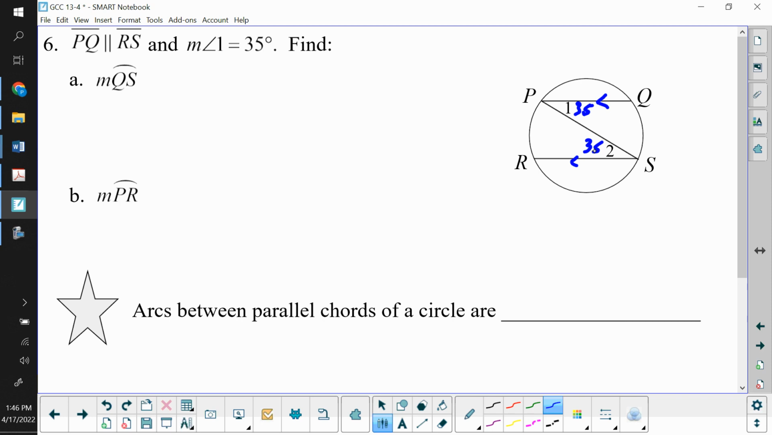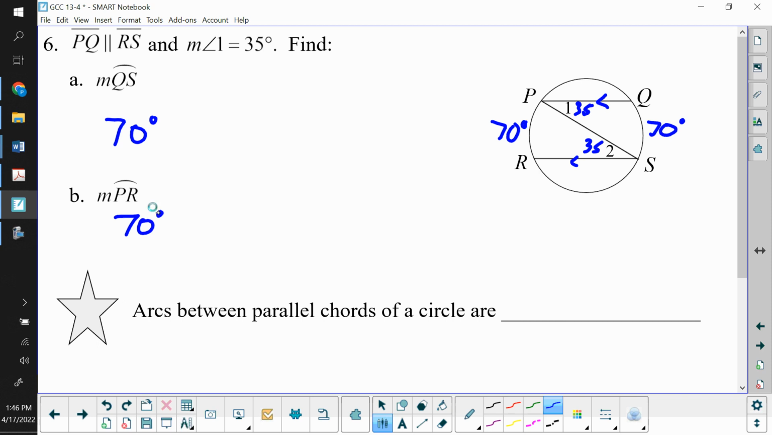You'll notice angle 1 and angle 2 are inscribed angles because their vertex is on the circle. An inscribed angle is half the arc it opens up to. So if angle 1 is 35 degrees, QS should be 70 degrees, and likewise, PR is 70 degrees. So we get those for each of our arcs.